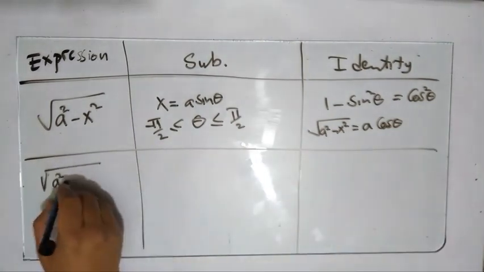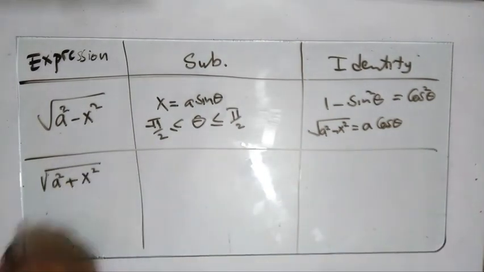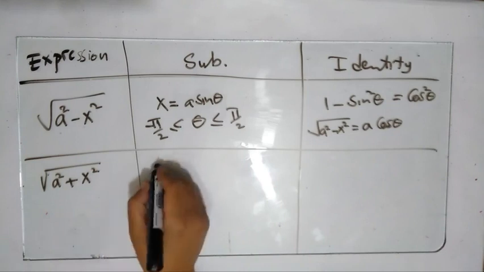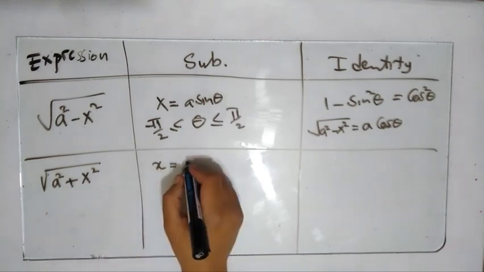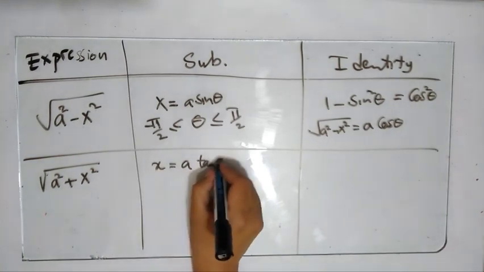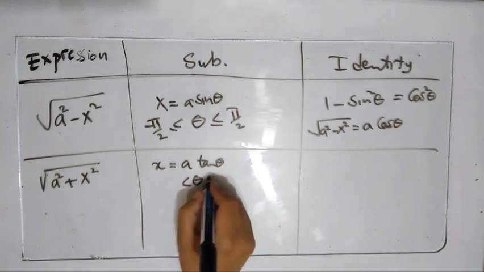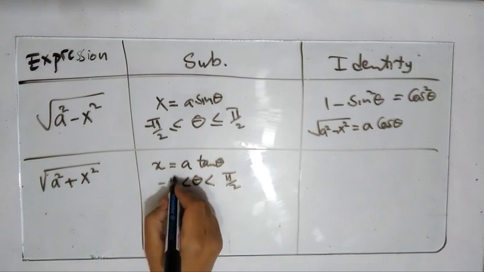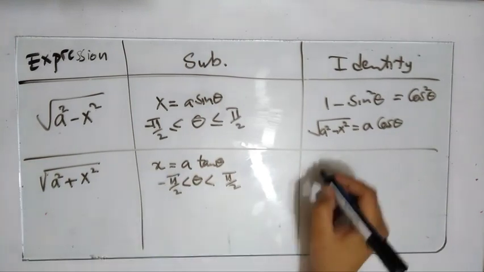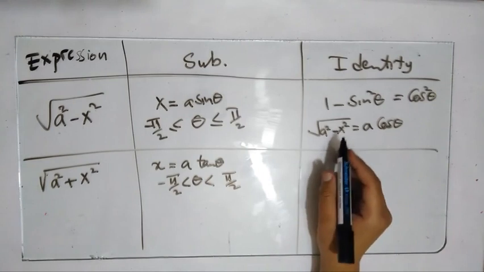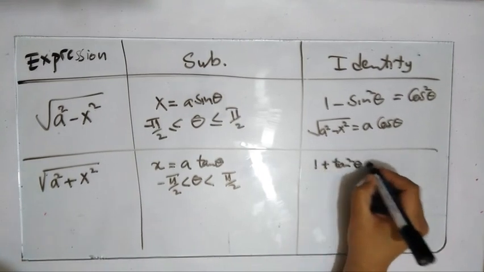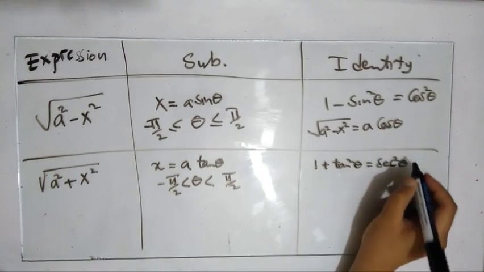The second case, if your integrand involves the square root of this quadratic expression, which is a squared plus x squared, here you have to use this substitution, which is x equals a tan theta, and theta is restricted between negative pi over 2 and pi over 2, and the idea comes from this identity, which is 1 plus tan squared theta equals secant squared theta.